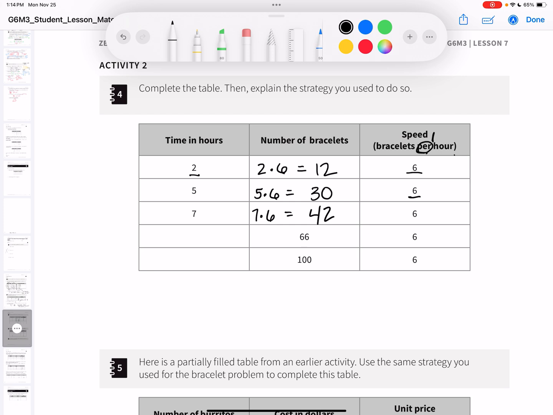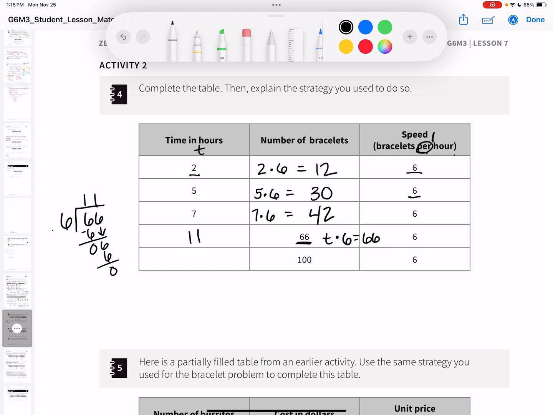Now we get 66. So we know it is time, and I'm just going to use a T for time, time times 6 to equal 66, right? Because that's the number of bracelets. So what times 6 equals 66? Well, I know 11 times 6 equals 66. So that would be 11 hours. But if we didn't know that, we could take 66 and divide it by 6. 6 goes into 6 once. That gets me 6. 6 goes into 6 once. That gets me 6. And I'm done.